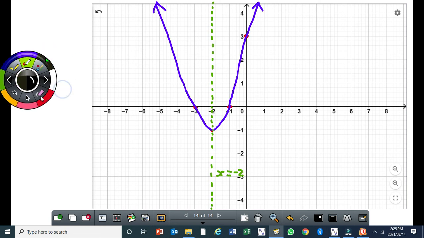Right? Then we can write the domain. The domain of any quadratic function, its x is an element of real numbers. That is, from minus infinity, we can write this as minus infinity is less than x is less than positive infinity.